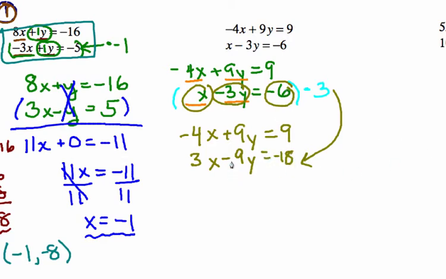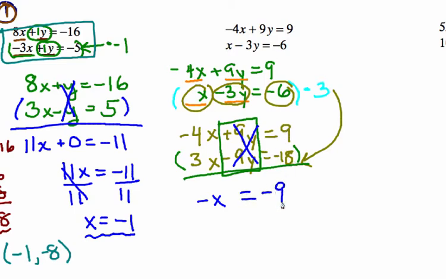Now maybe if you didn't see it before, you see why multiplying the second equation by 3 is going to help us do elimination here, because now the positive 9y and the minus 9y are going to cancel when we add these equations together. Negative 4x plus 3x is going to get us negative 1x. Positive 9y and negative 9y are going to cancel out. And 9 minus 18 is negative 9. So dividing by -1 on both sides, I find out that x equals positive 9.